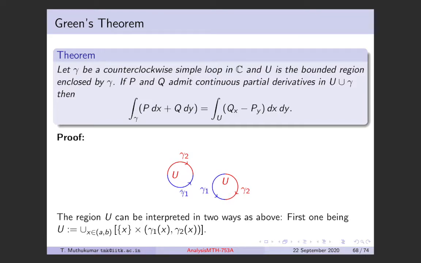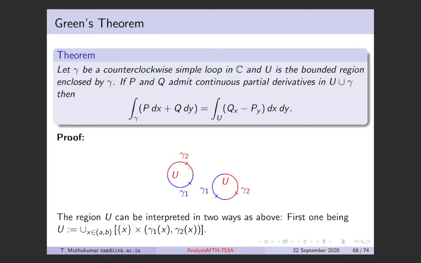So how you do this double integration, whether you sum over x first and then over y, or you sum over y first and then over x, this is the order of integration, Fubini's theorem. So we will use that fact here. That's why I've given this same U in two different forms.